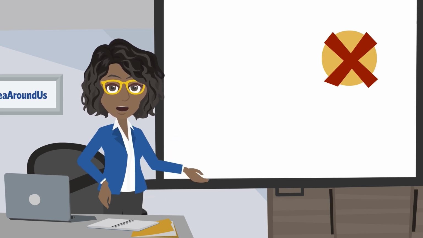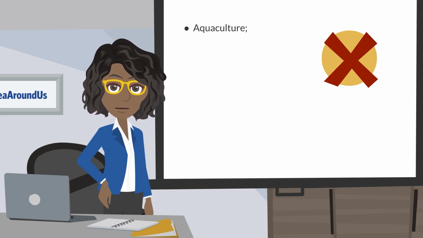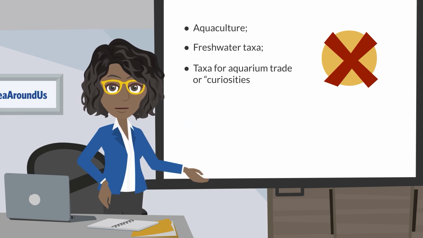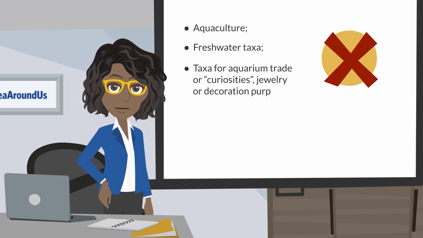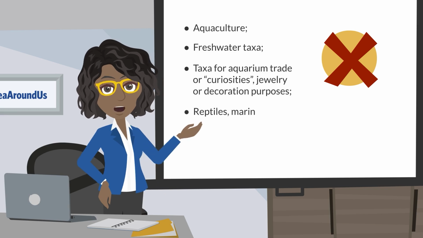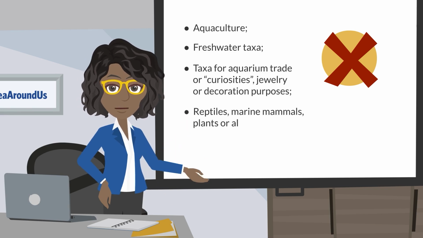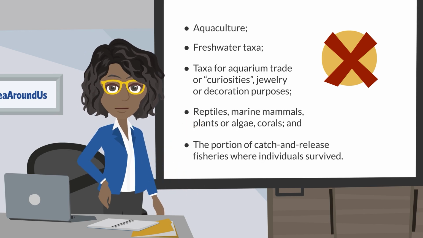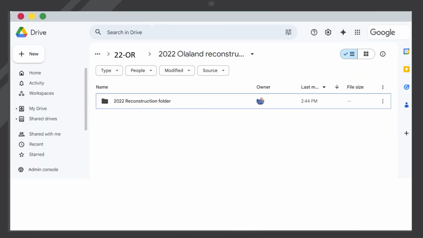I will exclude data on aquaculture, freshwater taxa, taxa for aquarium trade or curiosities, jewelry or decoration purposes, reptiles, marine mammals, plants or algae, corals, and the portion of catch and release fisheries where individuals survived. The second folder within the shared drive is called References.